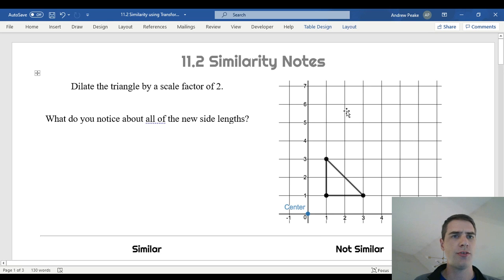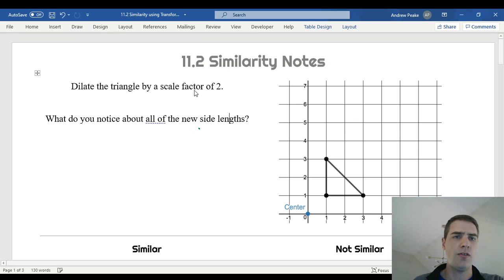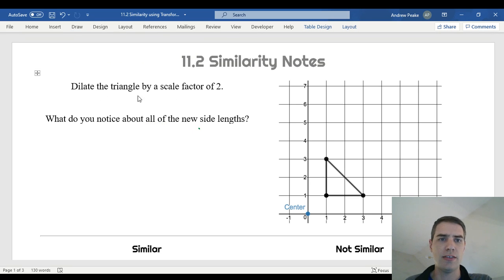All right, so let's look at similarity. So we're going to go through these notes. What do you notice first about all the new side lengths? We're trying to dilate the triangle by a scale factor of 2. The way we would do this, like we did yesterday, we'd find the center and find the rise or the run to get to each point.